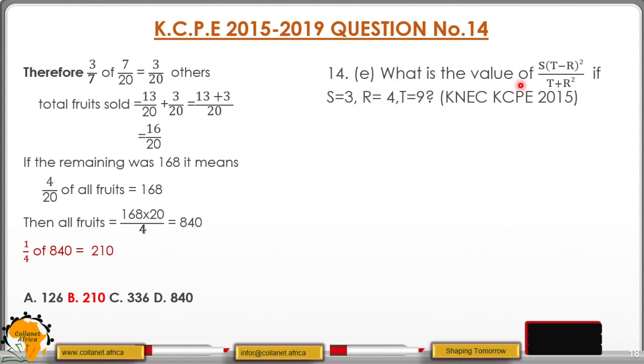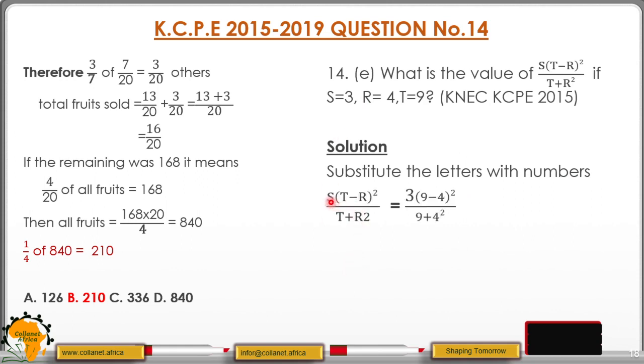E, what's the value of this if S is equal to 3, L is equal to 4, T is equal to 9, according to KCPE 2015. So substitute the letters with the numbers. In this case, the letters are straightforward, so you just substitute. So you get S is 3, T is 9, R is 4, then you put the bracket squared, and then you go to T, which is 9 plus R, remember this R is squared.